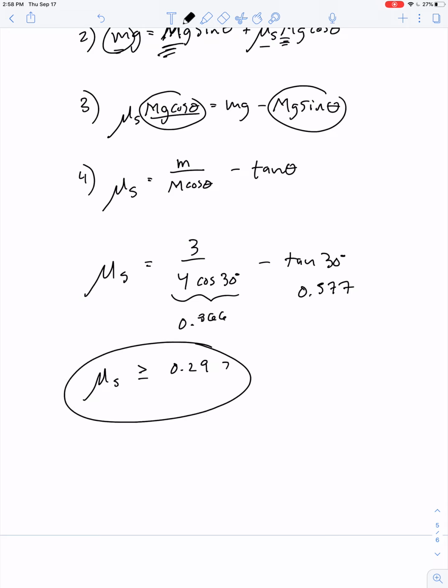Now 0.29 what? What are the units? No, well that's a silly question. Remember, the coefficient of friction is a dimensionless quantity. Okay.